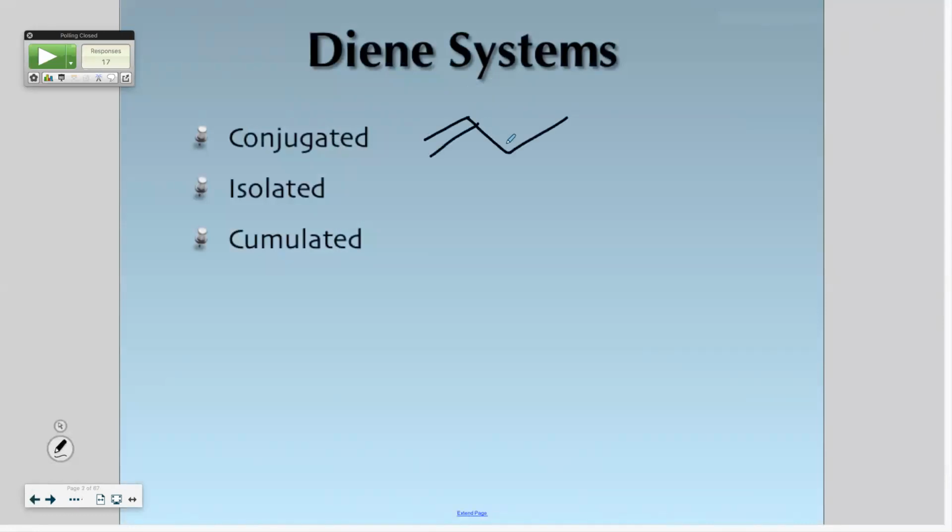Okay, so conjugated: double, single, double. Isolated: you would have to have more than one single bond between them. You can't have just one, then it's conjugated. But you could have 2, 3, 4, 5, 55. Cumulated means that they're next to each other. That's a little bit different. Those are all 3 possibilities.